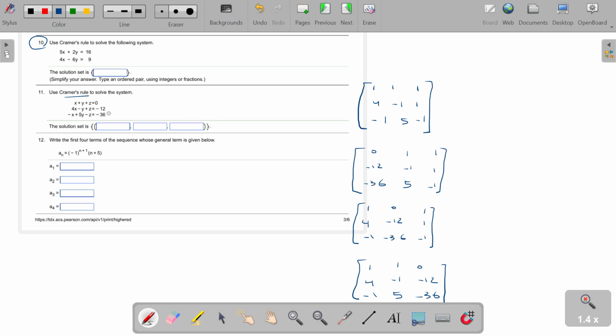Next one, we're going to use the same matrix, but the first column will be covered with these numbers, 0, -12, and -36. We're going to make another matrix as well, the same matrix as the first one, but this time the second column will be covered with these numbers. And the next one will be again the same matrix, but this time the third column will be covered with those numbers on the right side of the equation. And then we're going to find the determinant of each one. The first one is called d, second is dx, this one will be dy, and the last one will be dz. Let's find each of them.